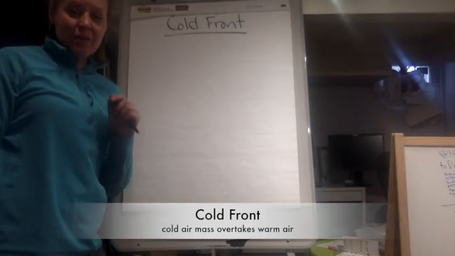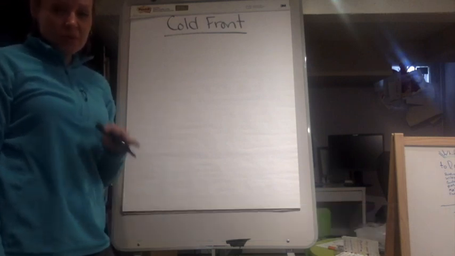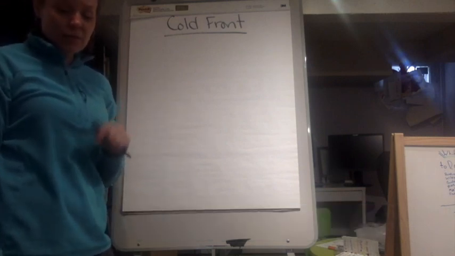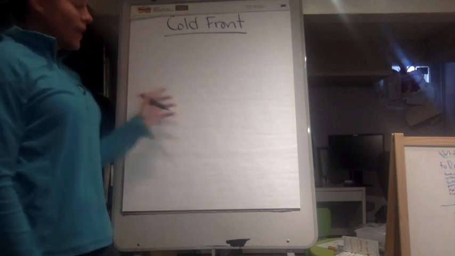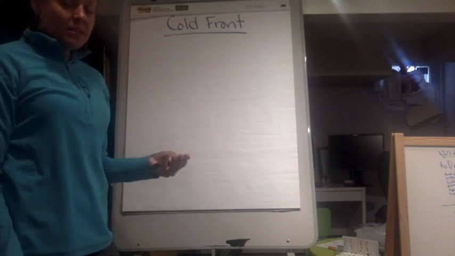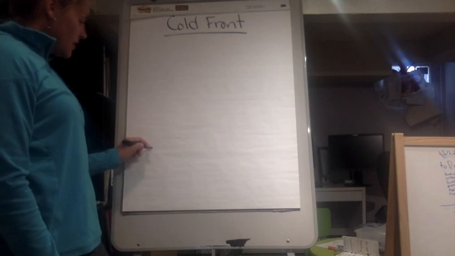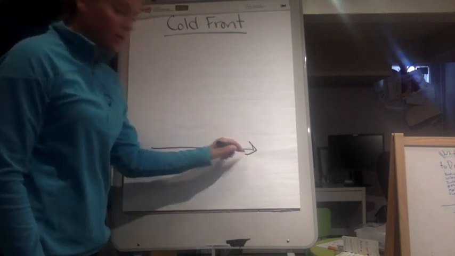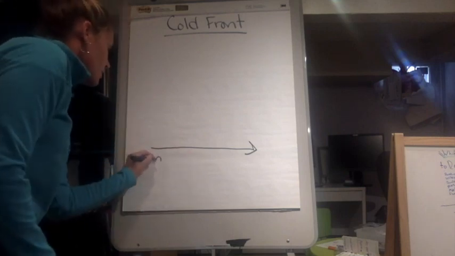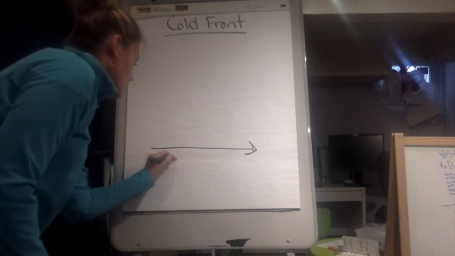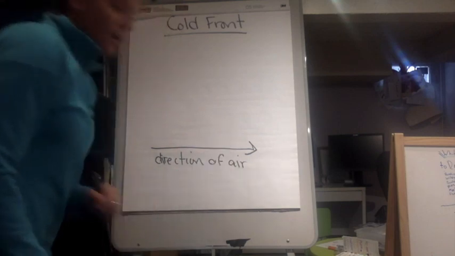Hey everybody, we're going to do our first front right now, which is a cold front. A cold front is our most severe type of front, and it moves in very quickly. I'm going to be drawing for you guys what happens at that front, and then I will be telling you about the weather that occurs after the front moves in. Alright, so the first thing that we're going to draw here is the direction that the air is moving. So if you guys will draw the arrow, and then just write direction of air, just to help us recognize that.